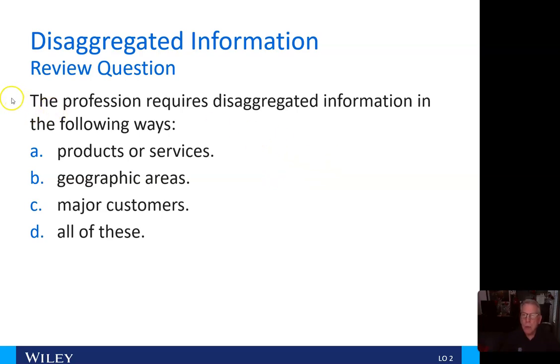The profession requires disaggregated information in the following ways. Alpha, products or services. Bravo, geographical areas. Charlie, major customers. Delta, all of these. And of course, the answer is Delta, all of these.